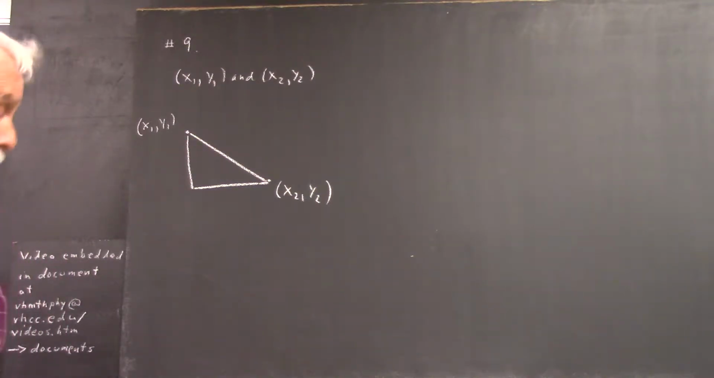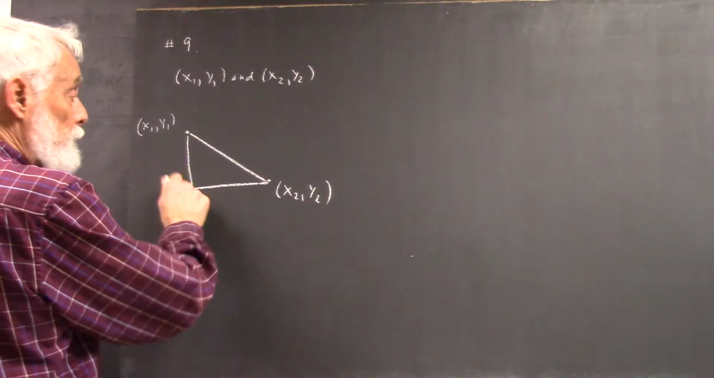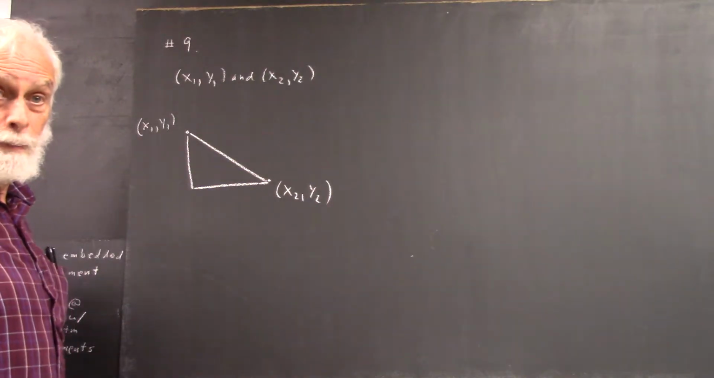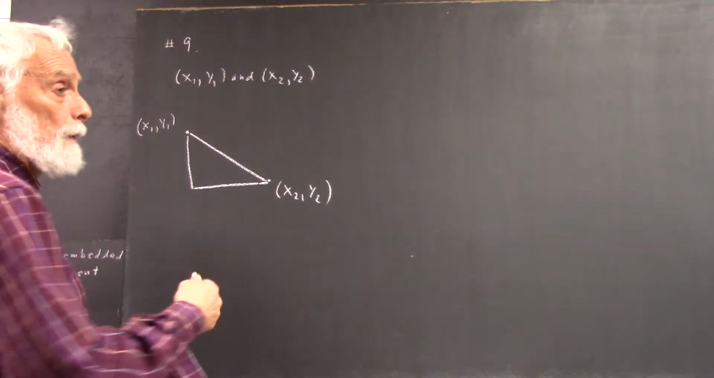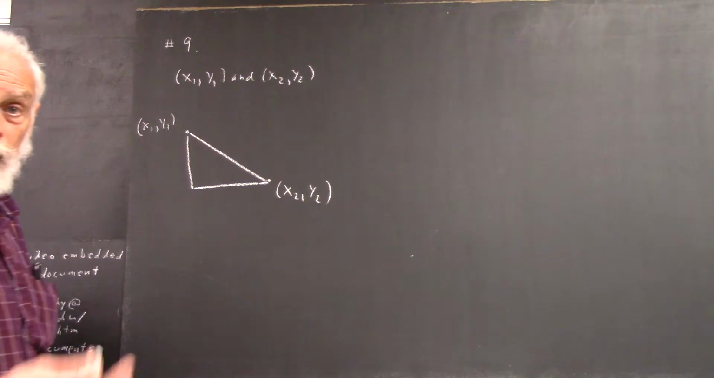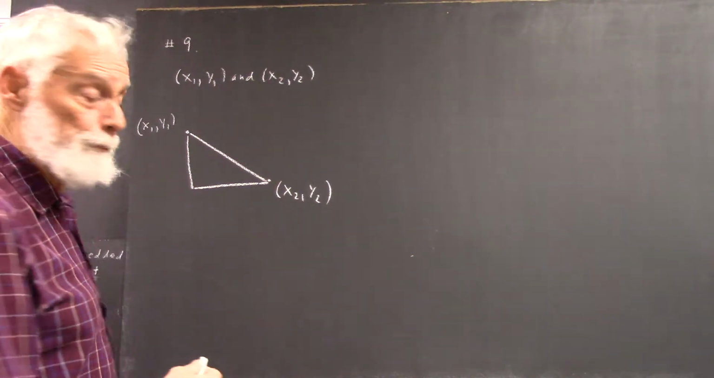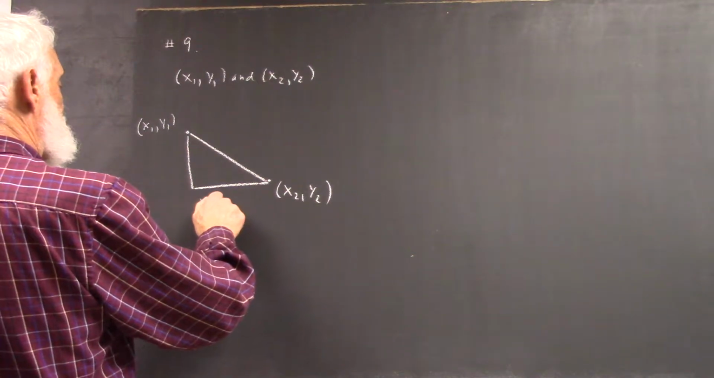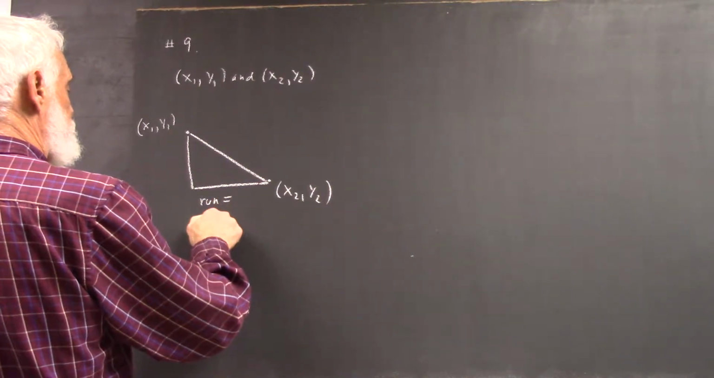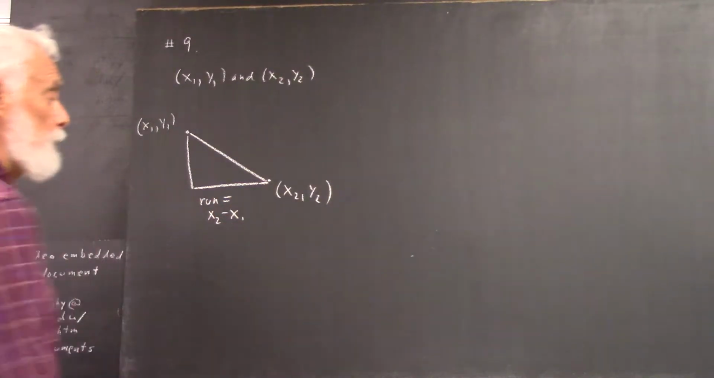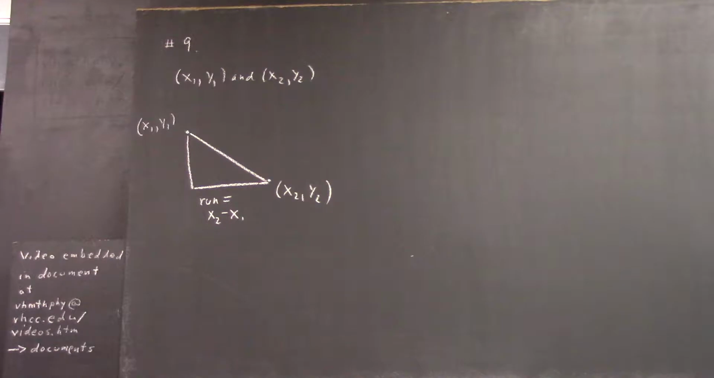The run. Okay, could be the rise or the run, but those two are independent, so they could be done in either order, but you can't do anything else until you have the rise and the run. So the run is x2 minus x1, isn't it?